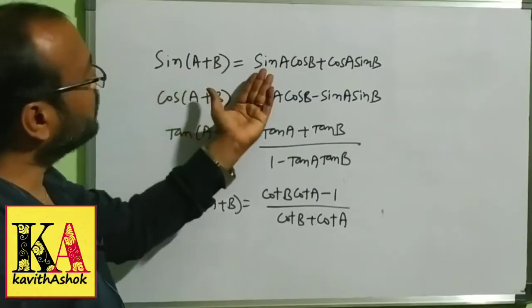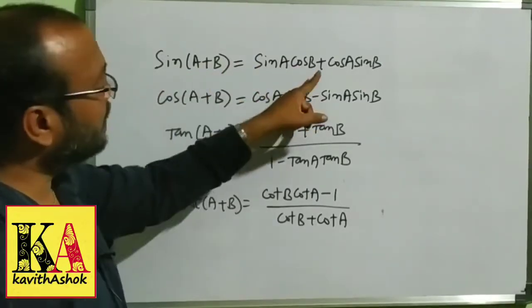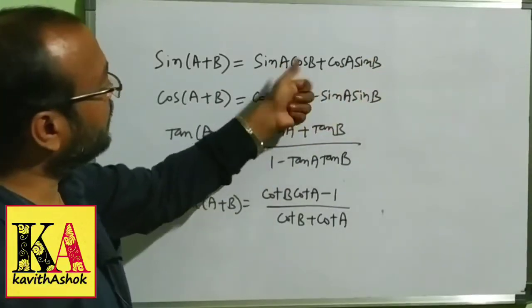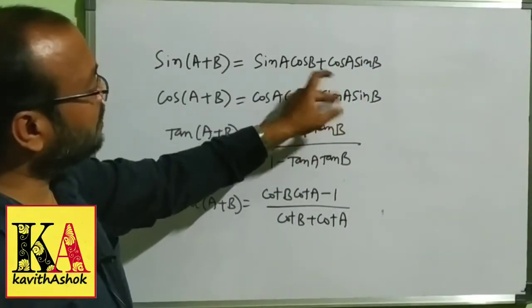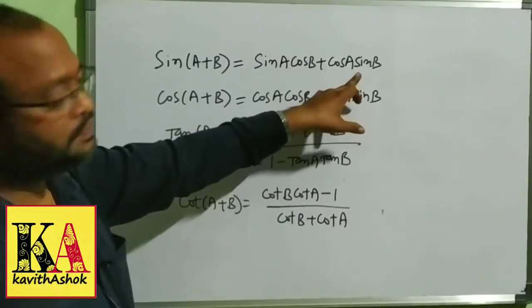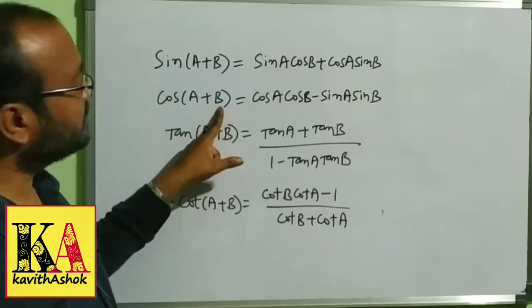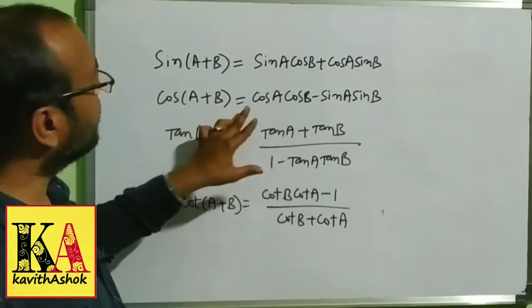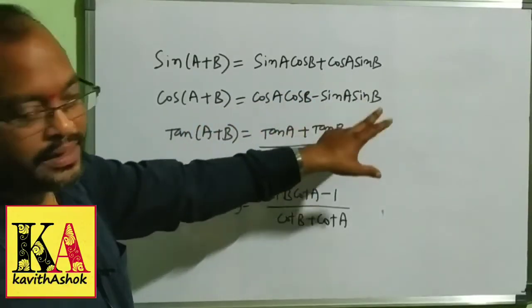Look at here, sine of A plus B. Sine contains both sine as well as cos. Plus is here, we get plus here. Sine A cos B plus cos A sin B. In the place of sine, cos will come, in the place of cos, sine will come. Cos of A plus B, in the sense here, cos will be first, sine will be the next. So cos A cos B minus sin A sin B.